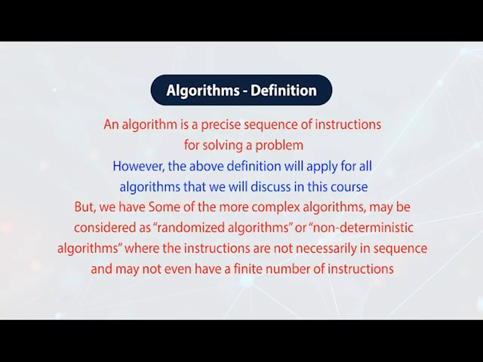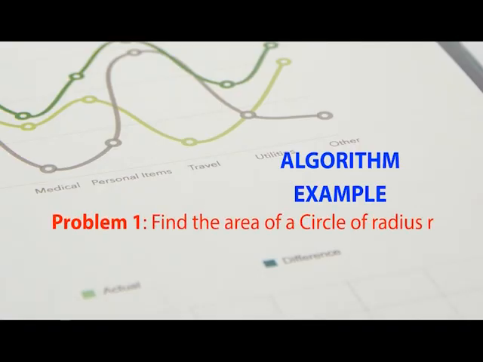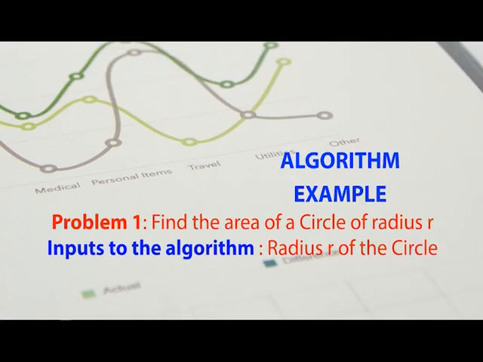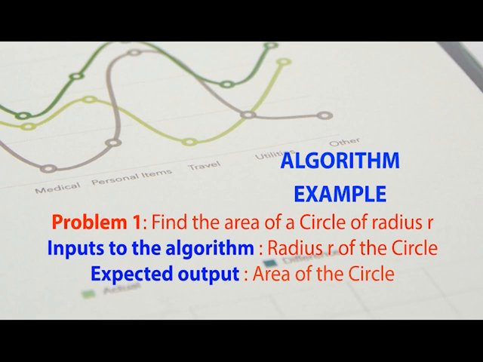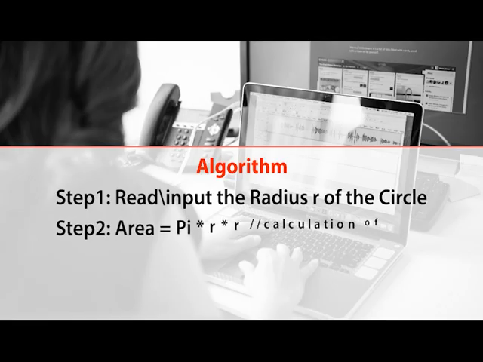So we will only discuss the precise and the basic definition of the algorithm, that is a sequence of instructions for solving a problem. So we will try to solve this problem and relate it to the understanding of the definition of the algorithm. Say the example is to determine the area of a circle of radius r. So, firstly understanding the problem, you want the output as an area and the input is the radius. So, the input of the algorithm should be the radius of the circle and the expected output is the area.